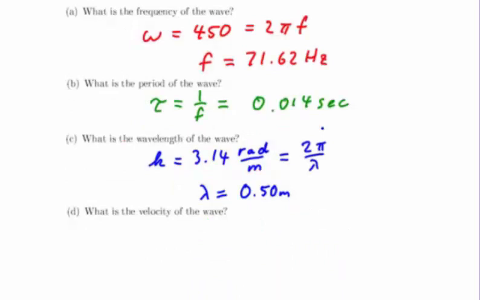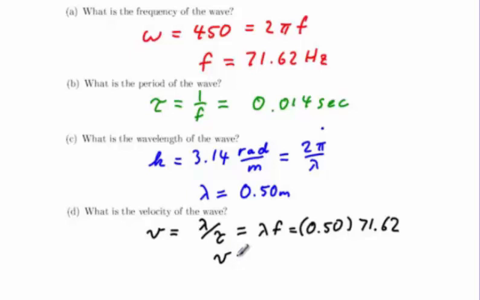Part D asks us for the velocity of the wave. Although I have always felt that it is most obvious to recognize that every wave travels one wavelength every period, so that distance over time is velocity, most students find it easiest to remember that velocity is wavelength times frequency. Since we've solved for these in previous parts of the problem, we can simply plug them in to get the result that the velocity of our traveling wave is 35.8 meters per second.